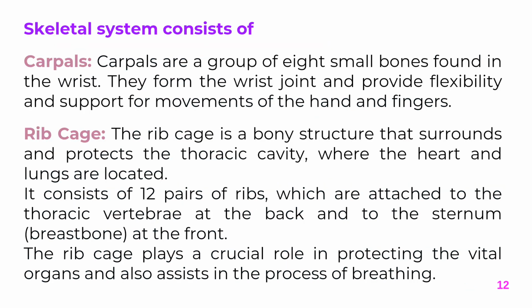Skeletal system consists of carpals. Carpals are a group of 8 small bones found in the wrist. They form the wrist joint and provide flexibility and support for movements of the hand and fingers. Rib cage.